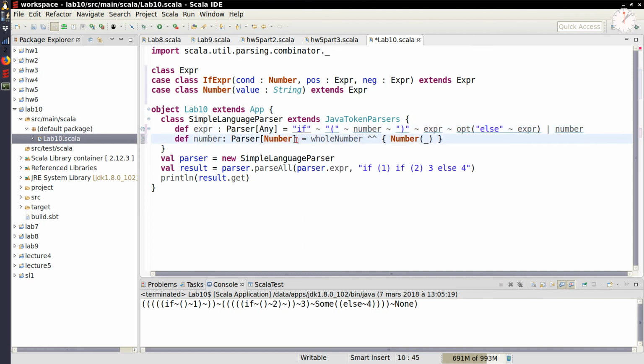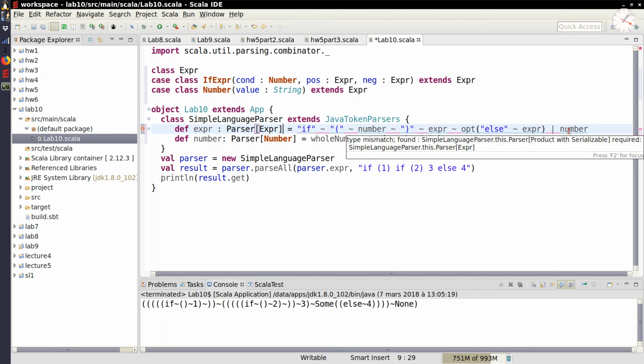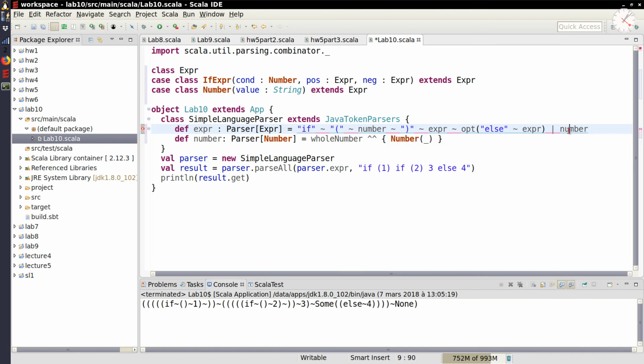Okay, and now of course we don't want this to be a parser of any. We want it to be a parser of what? Expression. Yes, absolutely. Because you might first of all think a parser of if expr, but that's only the first half. The second half is a number, and so that's an expression. So we need to have the common denominator.